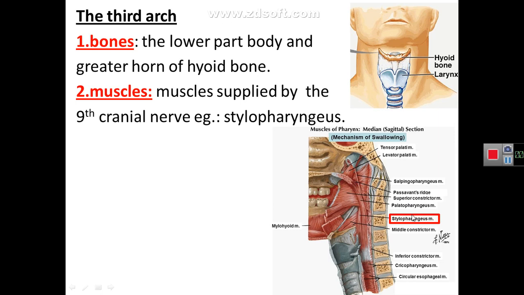One of these muscles is the stylopharyngeus. It originates from the styloid process and inserts into the pharynx, and so it is a muscle of the pharynx, supplied by the glossopharyngeal nerve, and considered an example of muscles derived from the mesoderm of the third arch.